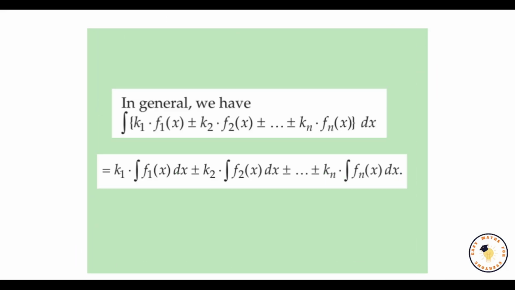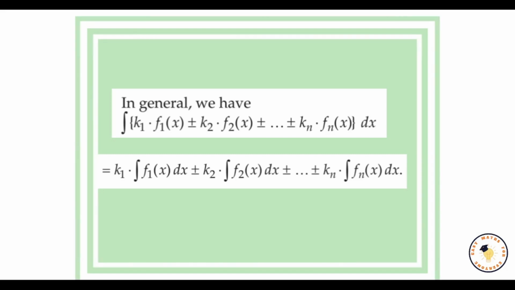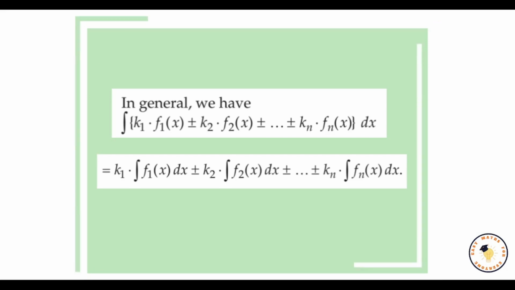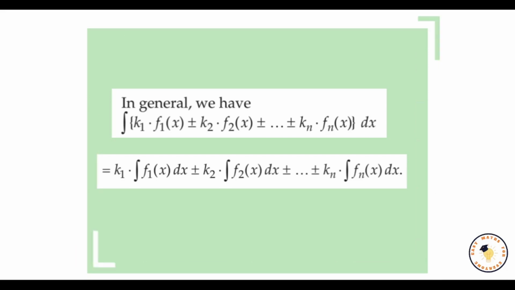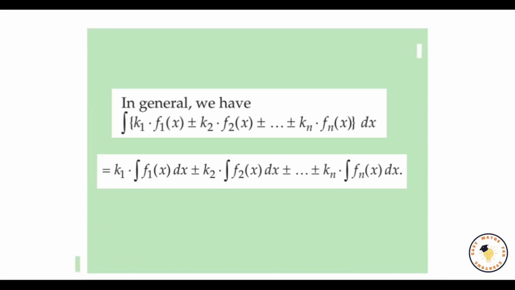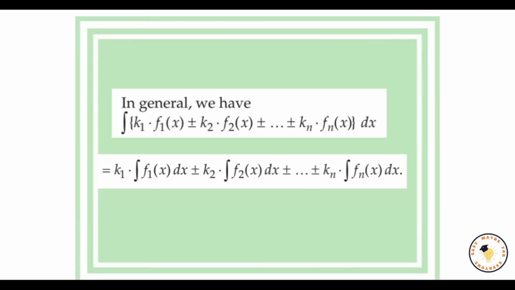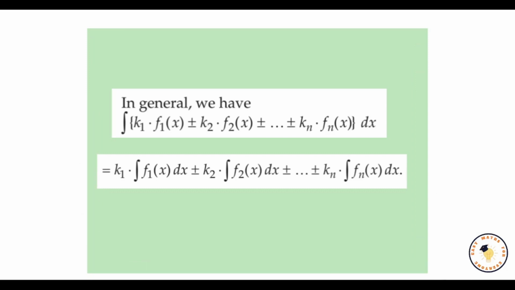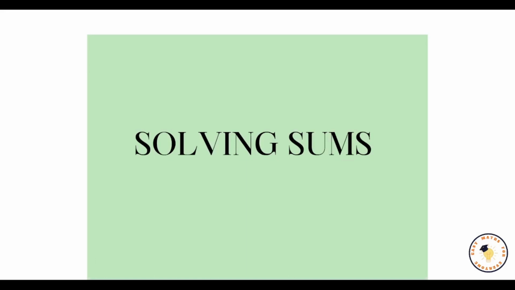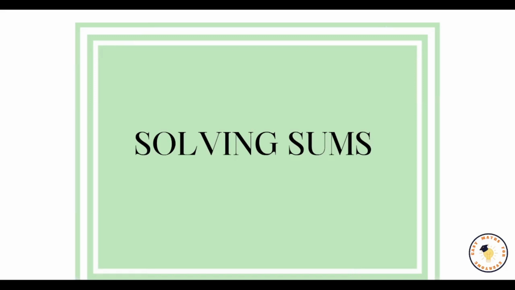These two theorems can be collectively expressed and generalized as integral k1 f1 of x plus or minus k2 f2 of x plus or minus etc. plus or minus kn fn of x dx equal to k1 into integral f1 of x dx plus or minus k2 into integral f2 of x dx plus or minus etc. plus or minus kn integral fn of x dx. Let's see solving a few sums using these theorems.